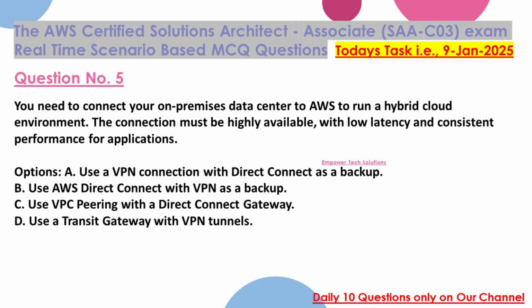You need to connect your on-premises data center to AWS to run a hybrid cloud environment. The connection must be highly available, with low latency and consistent performance for applications.